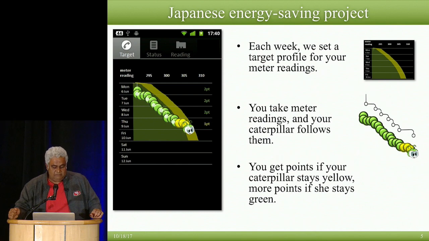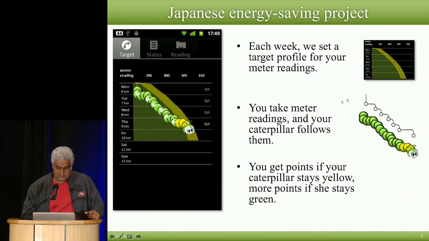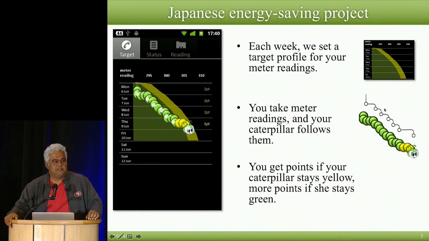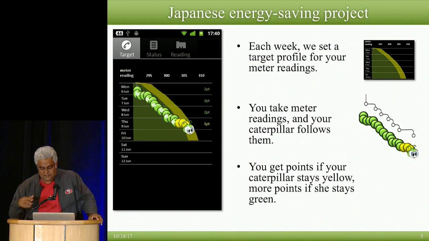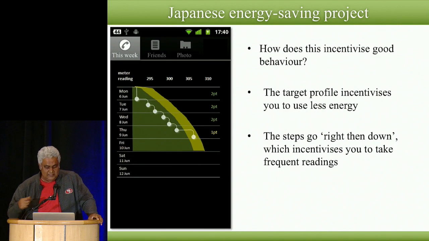But to visually convey this, we had a caterpillar, okay? So depending on energy readings, you can see these small white dots inside this picture. That's when you took the readings. Your caterpillar will follow that. So long as the dots remain inside the green area, your caterpillar is going to be green, because all caterpillars want to be green, okay? And otherwise, it'll turn yellow or black, which is when it gets bad. So it's just a visual cue. And we had this to incentivize you to take energy readings frequently.